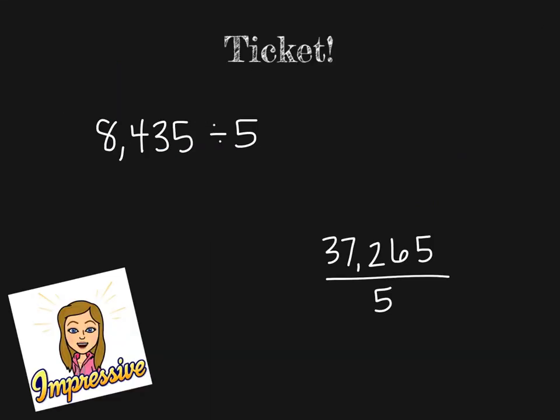For your ticket today, 4th graders, I'd like you to first solve 8,435 divided by 5. So that's number 1 for you today. Then I'd like you to solve 37,265 divided by 5. So that's number 2. Remember that the top number or the first one listed, these will go in the house. And then you'll divide using the number 5. Good luck. I know you will do so well.